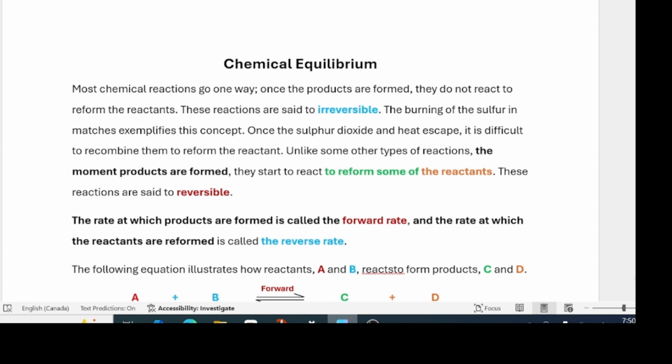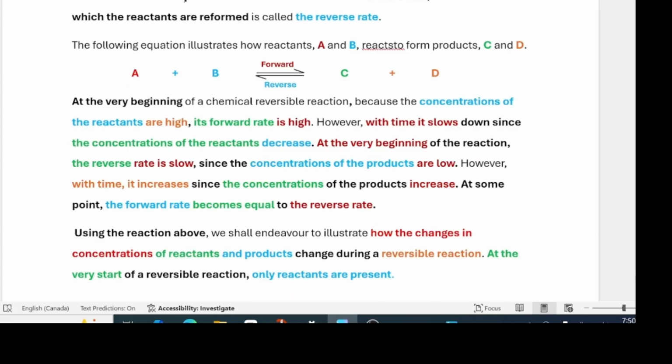Unlike some other types of reactions, the moment the products are formed, they start to reform some of the reactants. These reactions are said to be reversible. The rate at which the products are formed is called the forward rate, and the rate at which the reactants are reformed is called the reverse rate.